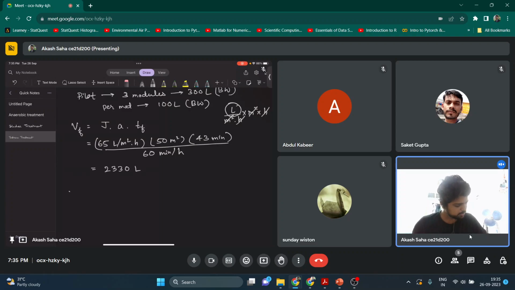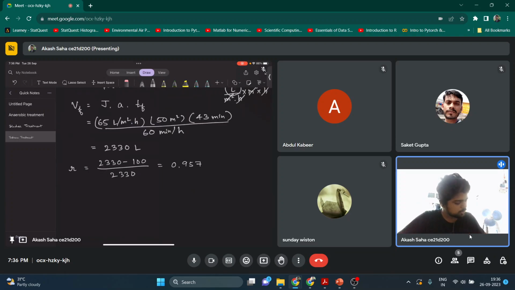So what will be my system recovery factor R? It will be 2330 minus 100, because that is used for backwashing, divided by 2330. So it will be 0.957. Is it fine? So my system recovery factor is 0.957. So out of 1 meter cube of water, I am able to recover 0.957 meter cube from the membrane. The rest is going for backwashing.